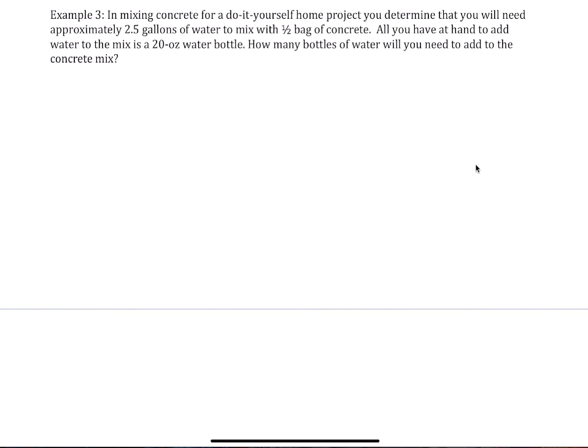So I like to take whatever my question units are and start there. The question is, how many bottles of water do you need to add? So I'm going to start with what I know about a bottle of water. I know that 1 bottle of water is equal to 20 ounces. So that's what I'm going to start with. Now I need to just start converting until I get into the gallons.